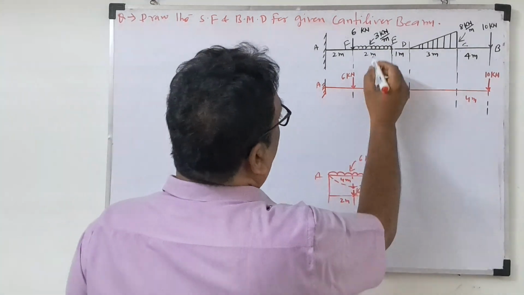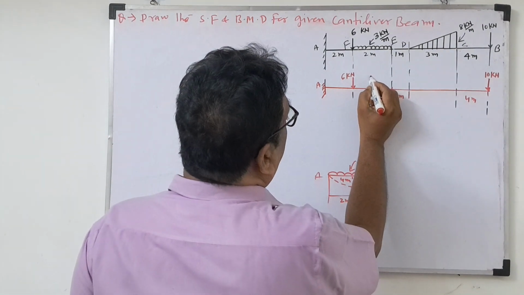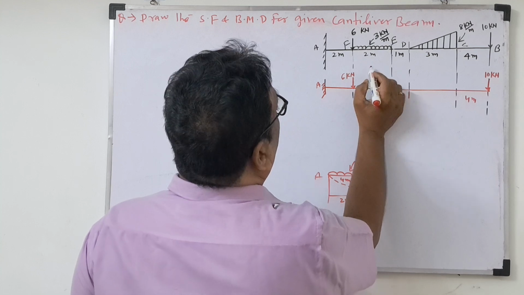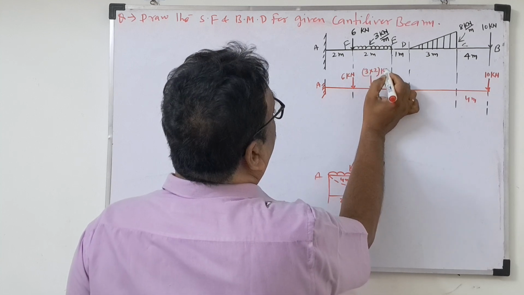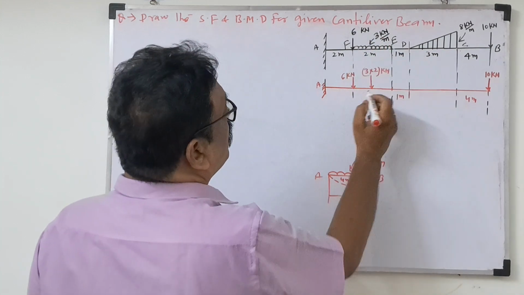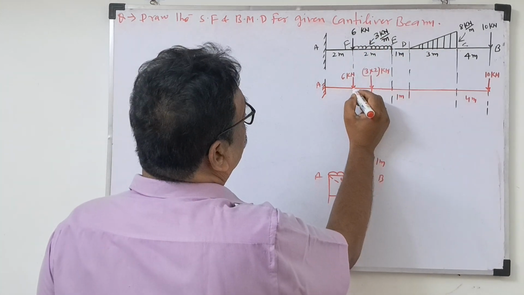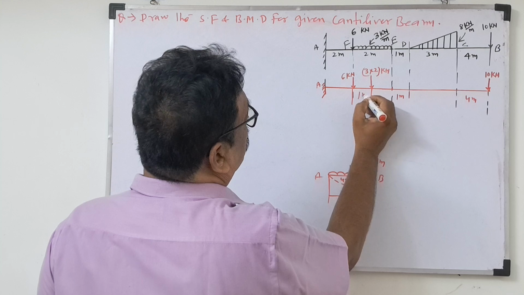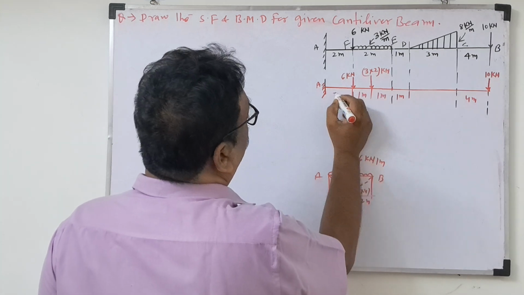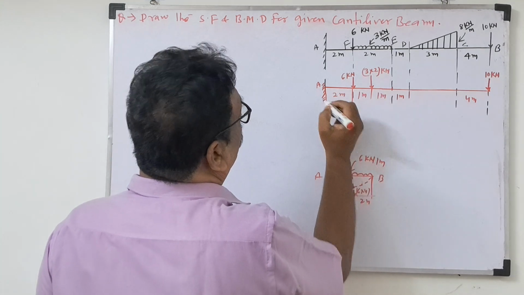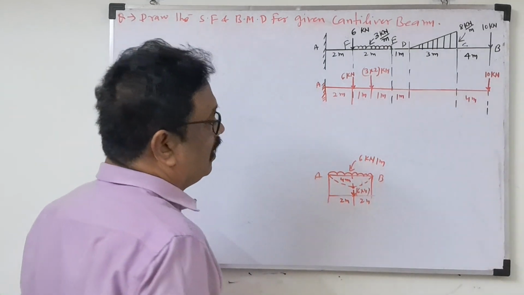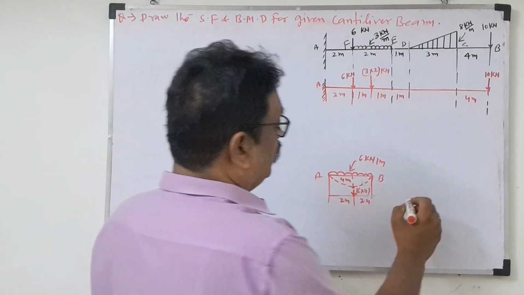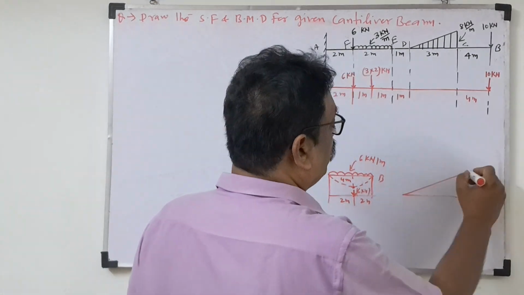Similarly here, the middle point will be the load. What is the load? 3 into 2. That will come in kilonewton only. Then what is this distance? 1 meter. This distance also 1 meter. This distance is already given, 2 meter. Now this is 1 meter. Now UVL. How to convert the load in the UVL? You see here, UVL.